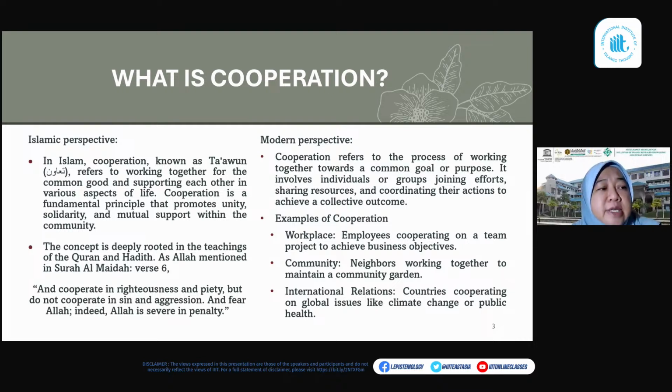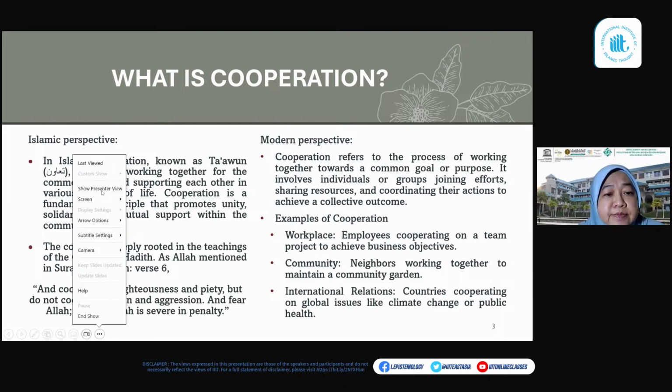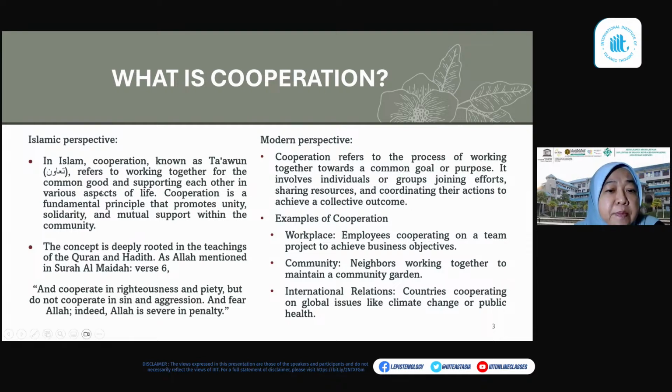In Islamic perspective, cooperation is known as ta'awun, that refers to working together for the common good and supporting each other in various aspects of life, that promotes unity, solidarity, and mutual support within the community. In Surah Al-Ma'idah, verse 6, Allah said, وَتَعَاوَنُوا عَلَى الْبِرِّ وَالتَّقْوَى وَلَا تَعَاوَنُوا عَلَى الْإِثْمِ وَالْعُدْوَانِ وَاتَّقُوا اللَّهَ إِنَّ اللَّهَ شَدِيدُ الْعِقَابِ. It means, and cooperate in righteousness and piety, but do not cooperate in sin and aggression, and fear Allah. Indeed, Allah is severe in penalty.